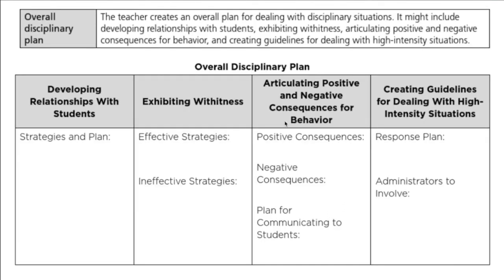So overall, we need to have this sort of plan where we're working to develop relationships with our students, exhibiting with-itness, articulating positive and negative consequences for behavior, and creating guidelines for dealing with high-intensity situations. Overall, that creates what we call an overall disciplinary plan, or an overall plan for dealing with disciplinary situations.